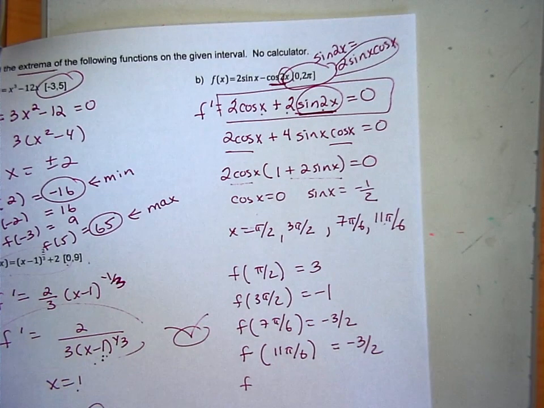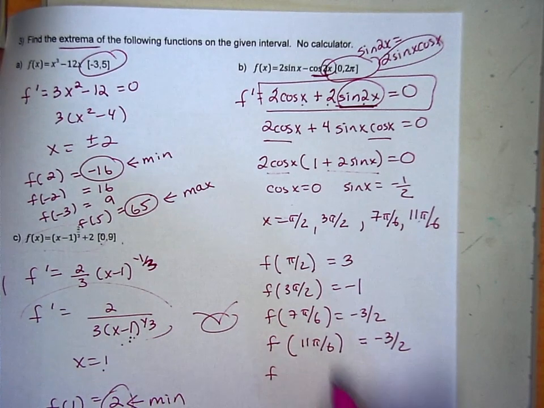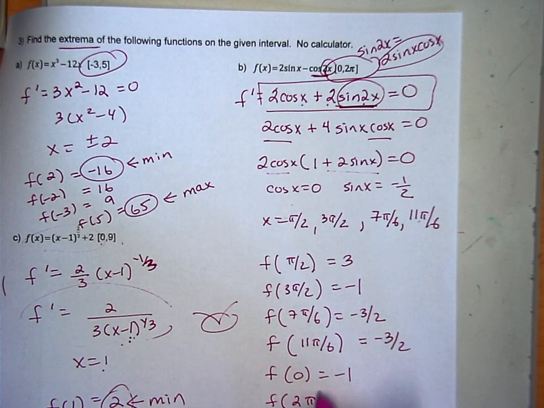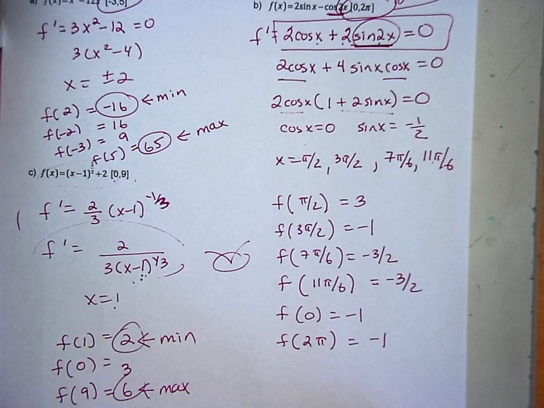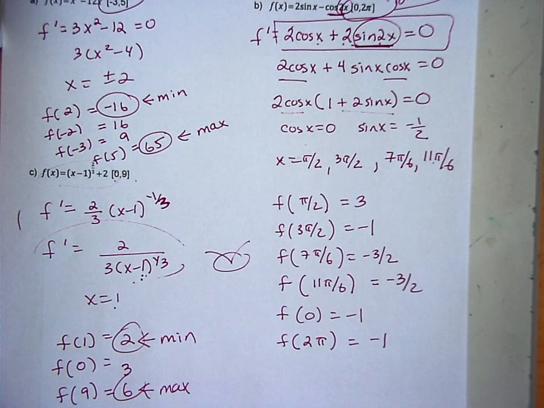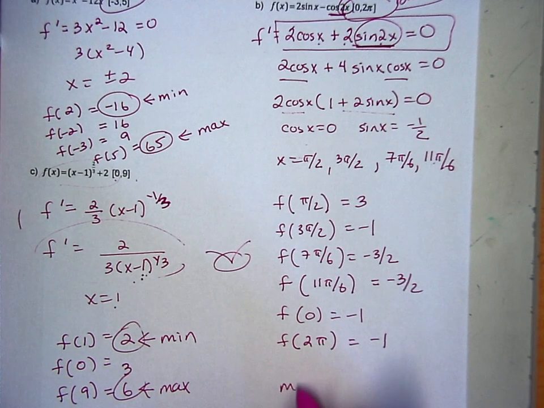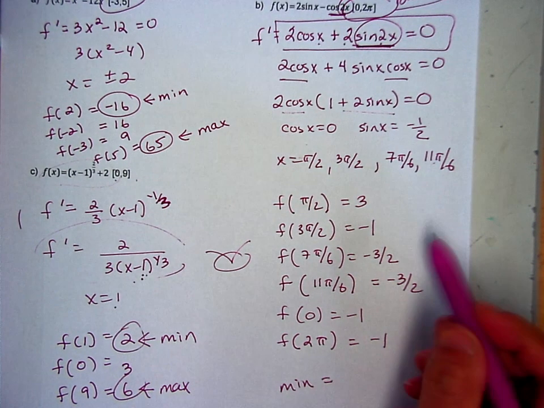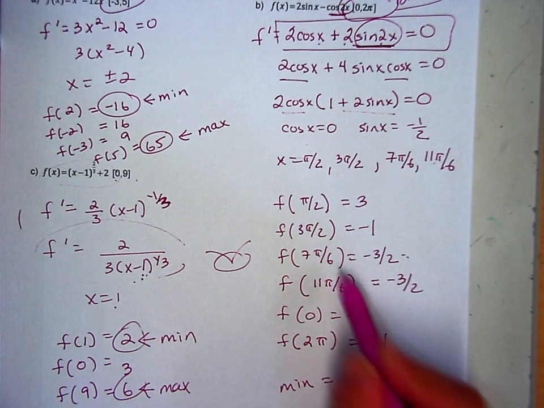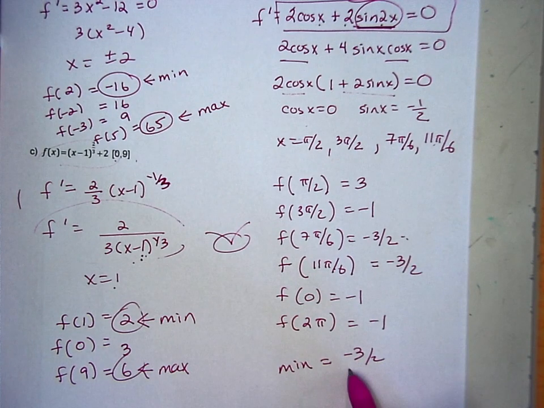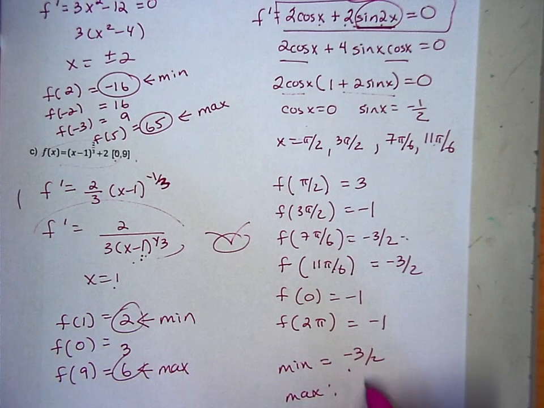And then I also need to check my endpoints, which are 0 and 2 pi. So f of 0 is negative 1, and f of 2 pi is also negative 1. So again, the absolute max and min is the highest point on the graph, lowest point on the graph. So you can have it occur at multiple places, but the minimum is -3/2. Even though it occurs at two different places, this is the lowest y value on the graph. The maximum, the highest y value on the graph, would be 3.